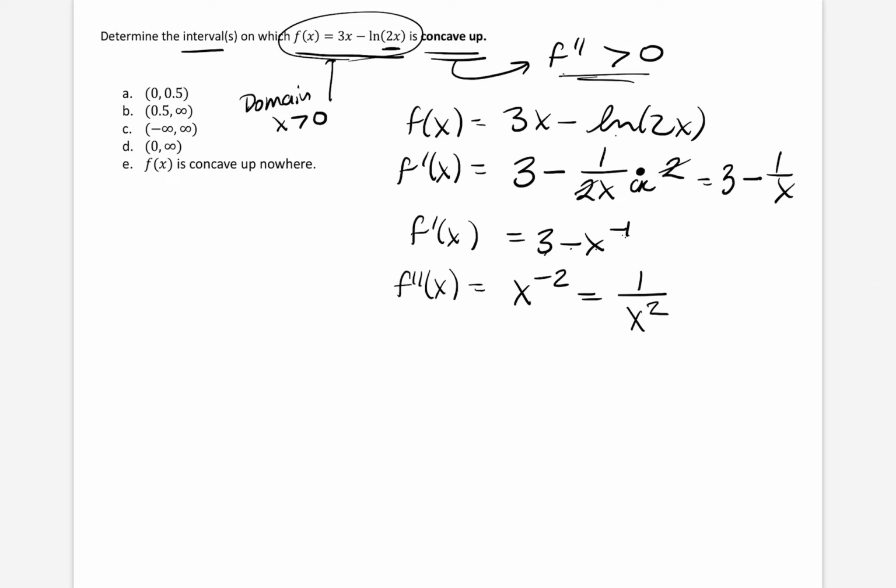So we want x's that are strictly greater than 0 that make our second derivative positive. Well, our second derivative is going to be positive for all of those values of x, right? Because we have an x squared here and we have a 1, so it's always going to be positive. So that means that our second derivative is going to be positive for x's that are greater than 0. So we would choose option D.